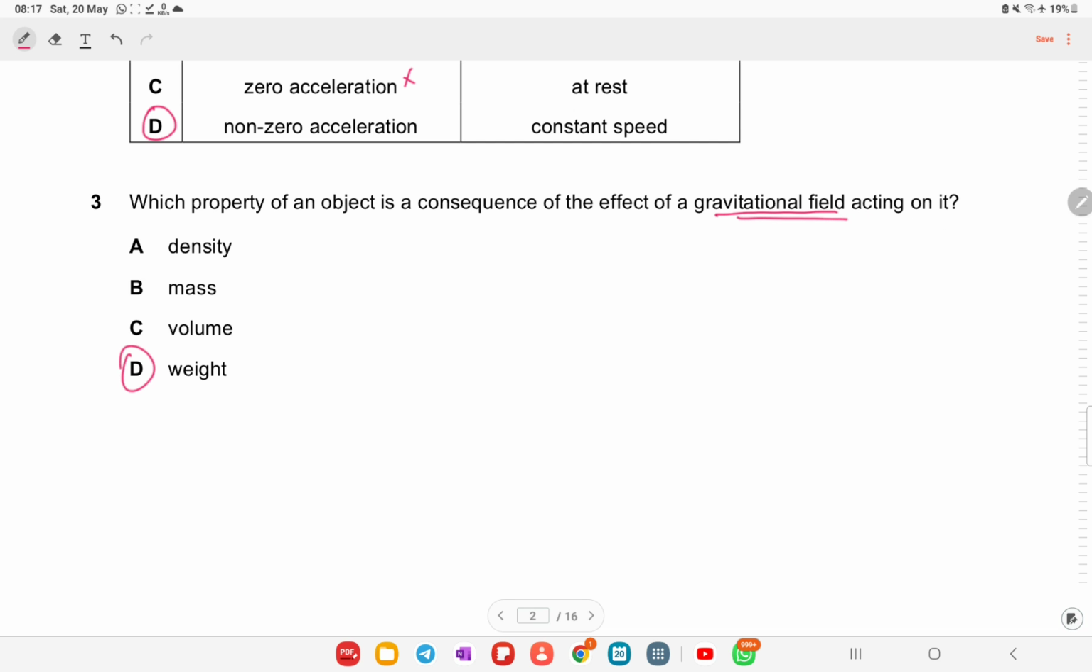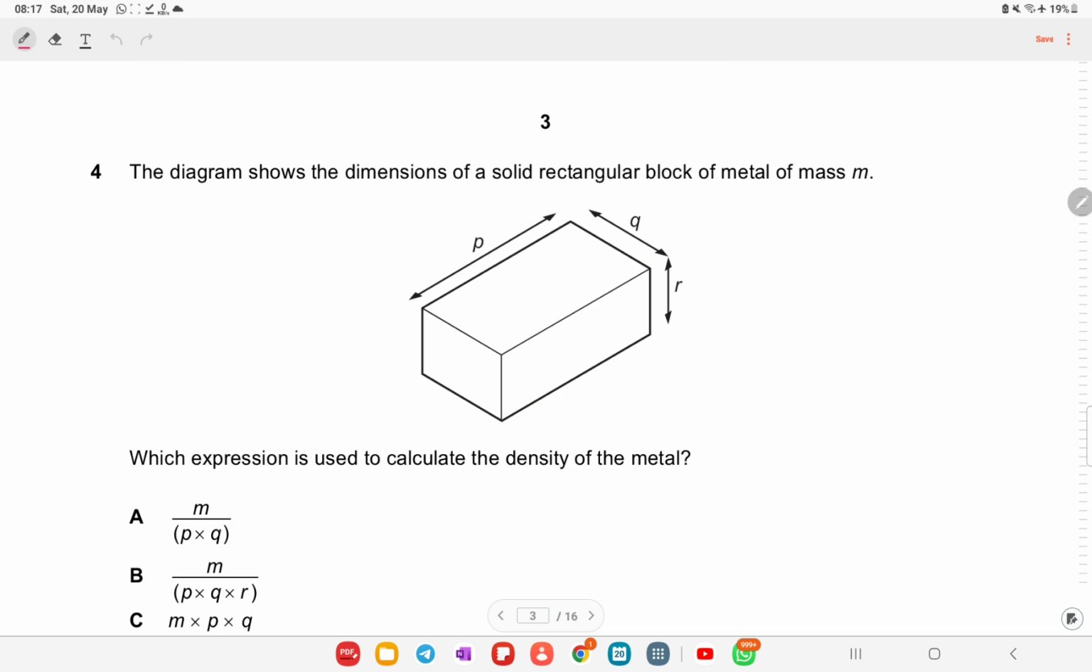Which property of an object is the consequence of the effect of a gravitational field acting on it? So option D is going to be the right answer for this, because the weight is related with the gravitational force.